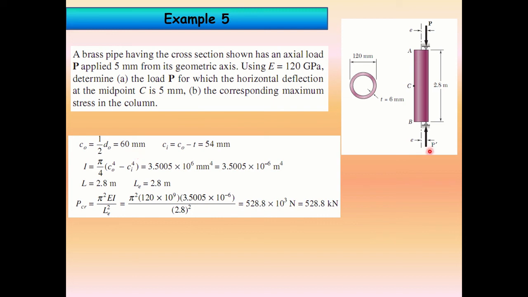The condition for the column is pin, so the effective length equals 1 times L. So the effective length is 2.8. Substitute the effective length into the Euler formula, 2.8 to the power of 2, pi to the power of 2. This is the E value. Then this is the inertia formula for a hollow pipe, so you need to memorize this formula for a hollow pipe. So the P critical is 528.8 kN.